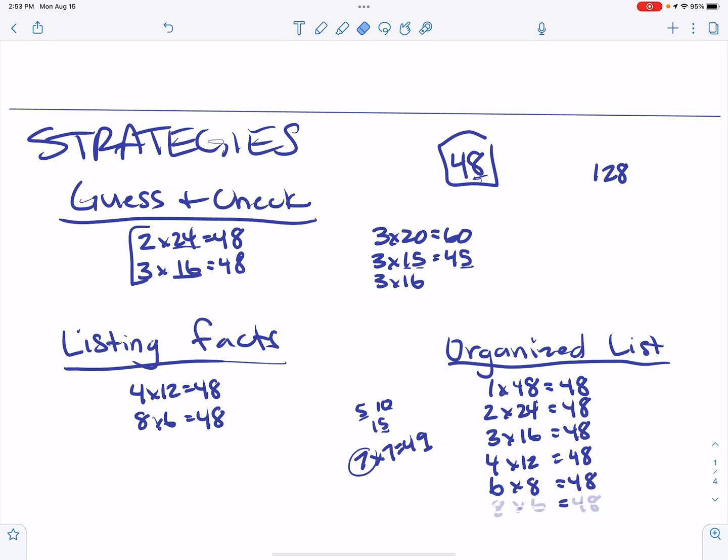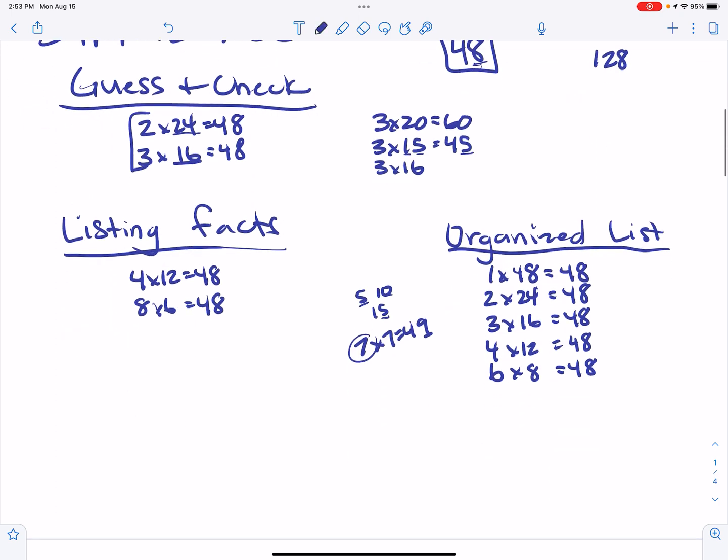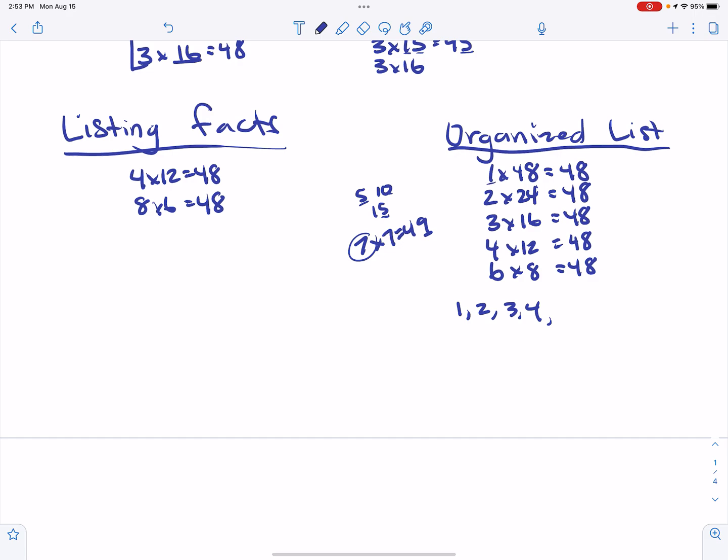So here are all of the factors in our organized list, and you might also sometimes see these written out, listed in order from least to greatest. And so as you can tell, I'm just basically going down the list here, 6, and then I'm going to go back up. Oops, I missed 8 there. 12, 16, 24, and 48. So there are all of the factors of 48.